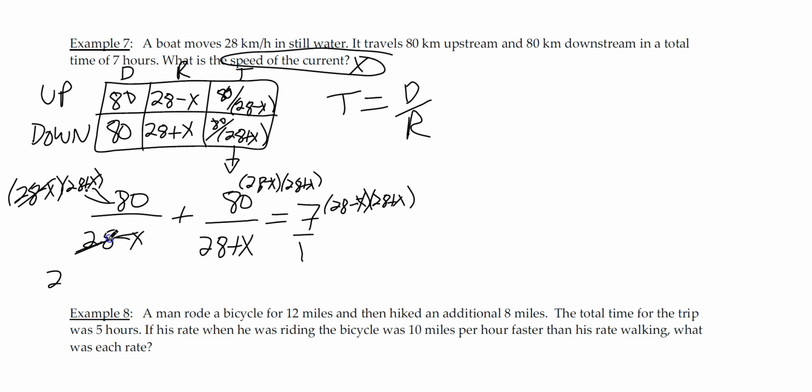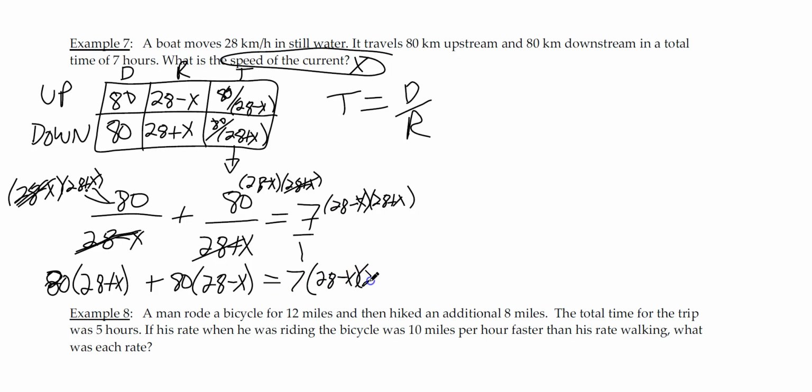So we reduce the 28 minus x, and I'm going to write this as 80 times 28 plus x, plus here we reduce, and that is 80 times 28 minus x. On this one we have 7 times 28 minus x and 28 plus x. All right, so some work to do. In simplifying, notice we'll have a 28 times 80 here, and we'll have a 28 times 80 here.